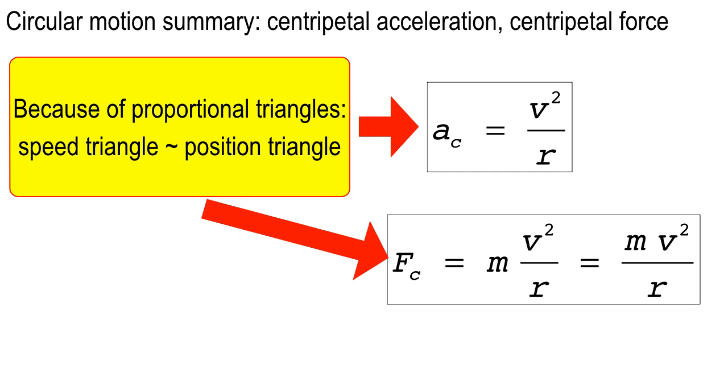And in both cases, you can see how the two parameters of the circular motion, the speed v and the radius of curvature r, are pretty important to this quantity.